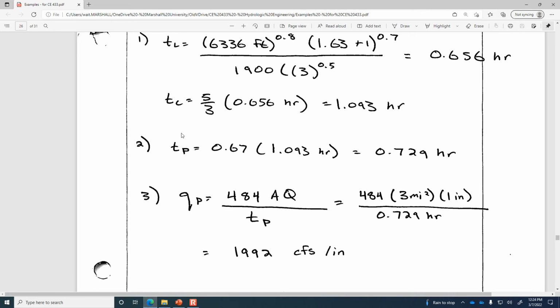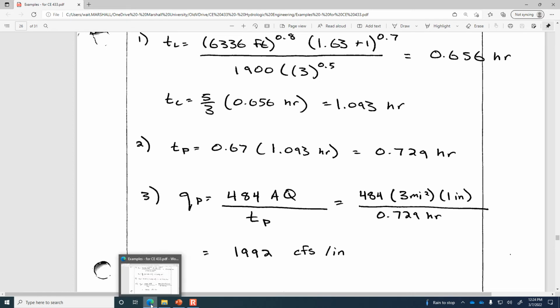0.656 hours. And therefore the time of concentration is 5/3 of that, 1.093 hours. Time to peak is 2/3 of the time of concentration, so 0.729 hours. And that's what's used in this formula where we're trying to determine how many CFS is the peak flow rate per inch of rainfall excess. When this is talking about per inch, it's not per inch of precipitation, it's per inch of rainfall excess. So it'd be 1992 CFS per inch.